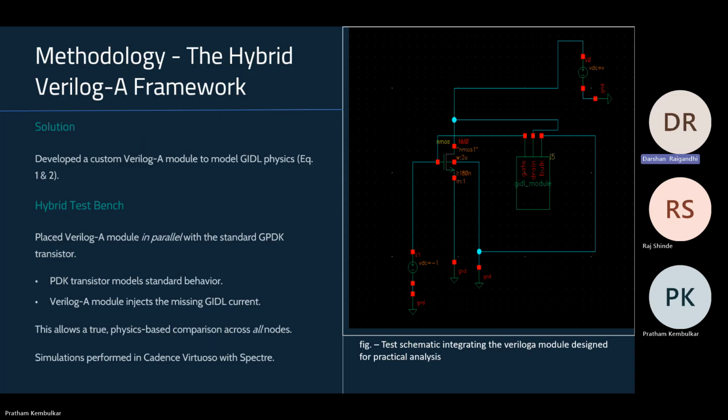However, these models do not fully capture the physics of tunneling leakage. So we built a custom Verilog-A module that mathematically describes the band-to-band tunneling current using physical equations. We then place this module in parallel with the standard GPDK transistor in a Spectre simulation environment. The GPDK model simulated normal device behavior while our Verilog-A model injected in the missing GIDL current, allowing a realistic physics-based representation of leakage process.